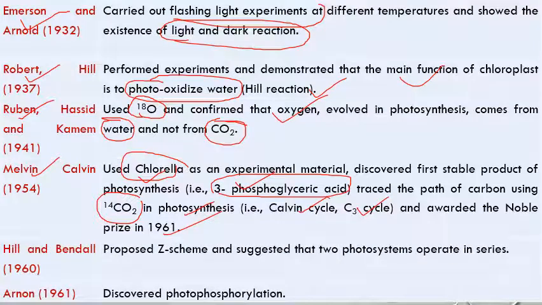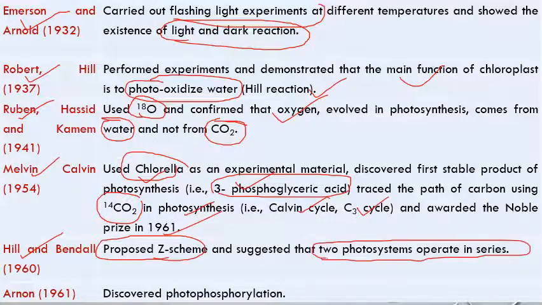And there were other scientists like Hill and Bendall. They proposed the Z scheme, which is also known as non-cyclic photophosphorylation, that we'll discuss under light reaction, and suggested that the two photosystems operate in series. There are two photosystems, that is photosystem 1 and photosystem 2.